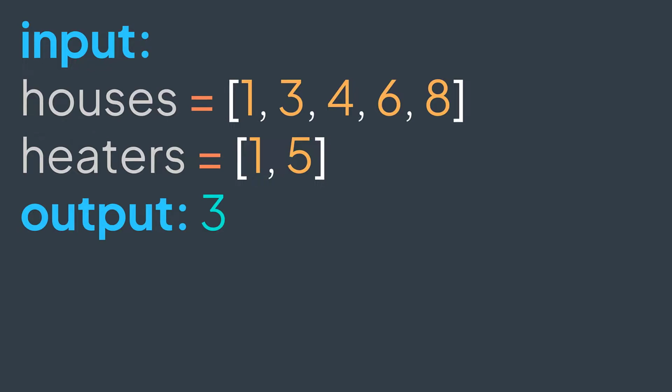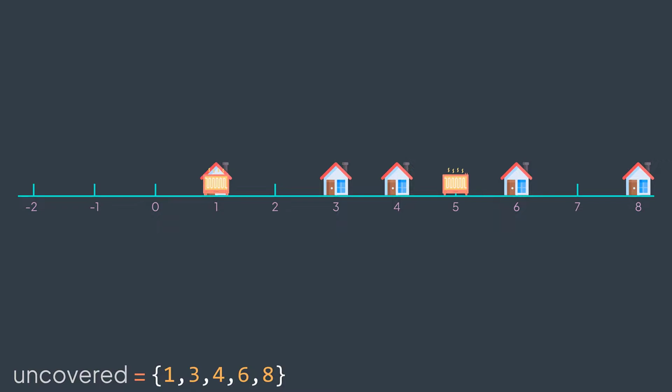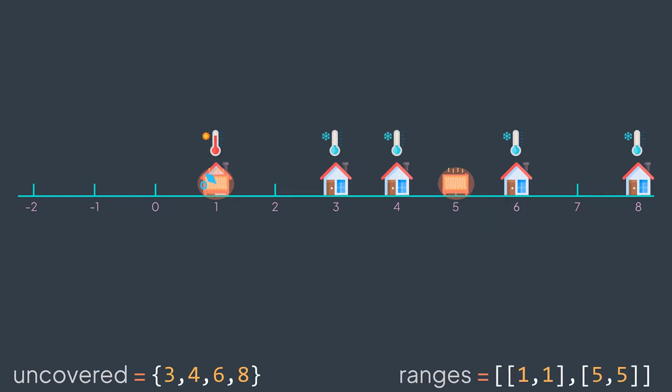For that we need two structures, a set of uncovered houses and an array that contains the boundaries of the range covered by each heater. In this example, uncovered initially contains 1, 3, 4, 6, 8. But we remove houses on positions where we have a heater because they are already covered, even with a radius of 0. House 1 gets removed. And our heaters are in positions 1 and 5. We initialize their range at 1, 1 and 5, 5 respectively. Because their radius is 0, they cover their position only.